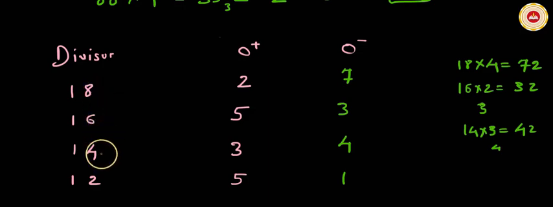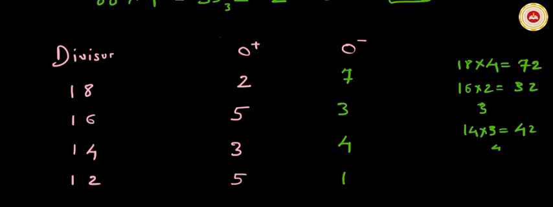Divisors 18, 16, 14 and 12. Positive osculator for 18 is 2, negative osculator for 18 is 7. Positive osculator for 16 is 5, negative osculator for 16 is 3. Positive osculator for 14 is 3 and negative osculator is 4. Positive osculator for 12 is 5 and negative osculator is 1.